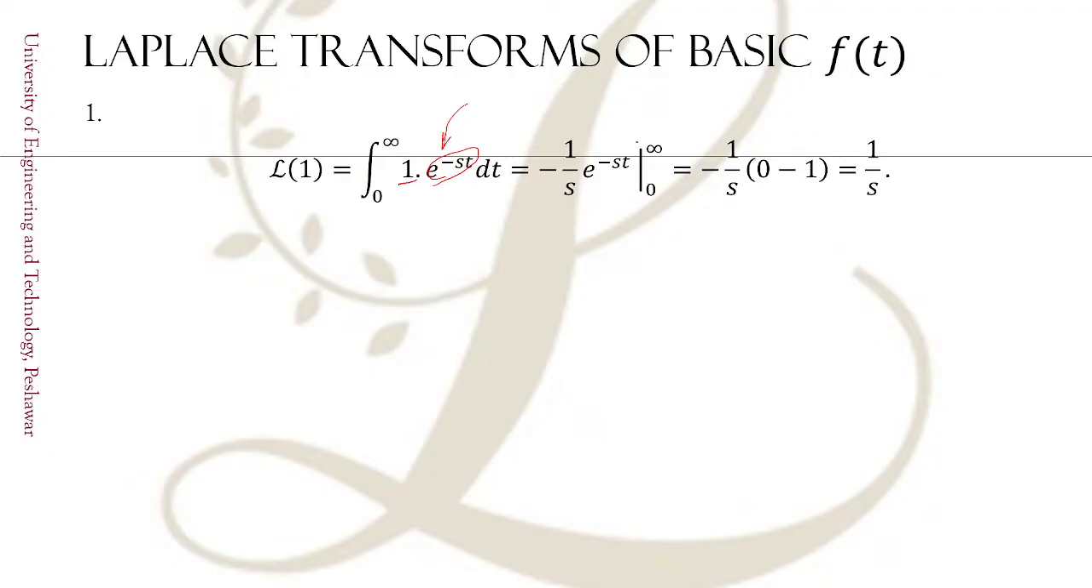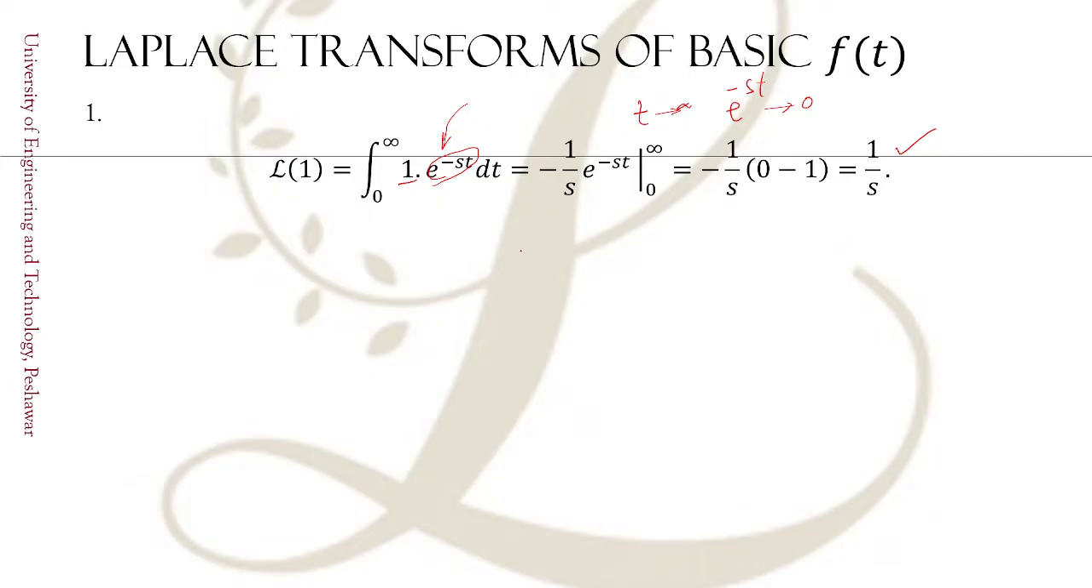Now if t goes to infinity, in that case e power minus st goes to 0. We could simply take minus 1 over s as it is outside, because the limit is applied on t. There is no t involved in this one, so we simply have 0. And when you put t equal to 0, you get 1. So therefore, Laplace transform of 1, that's a constant 1, is 1 over s.